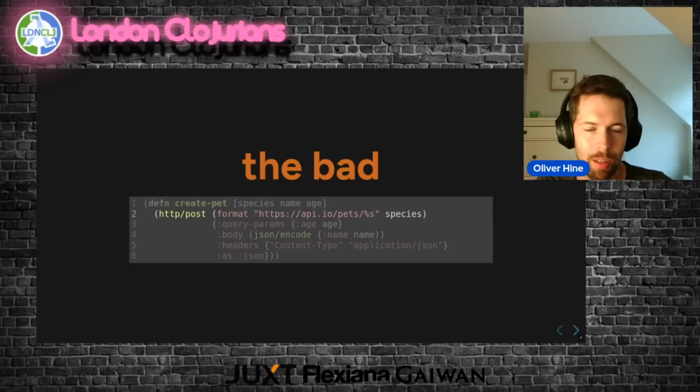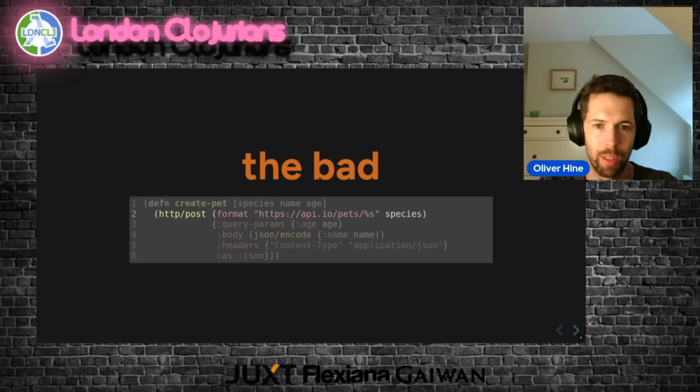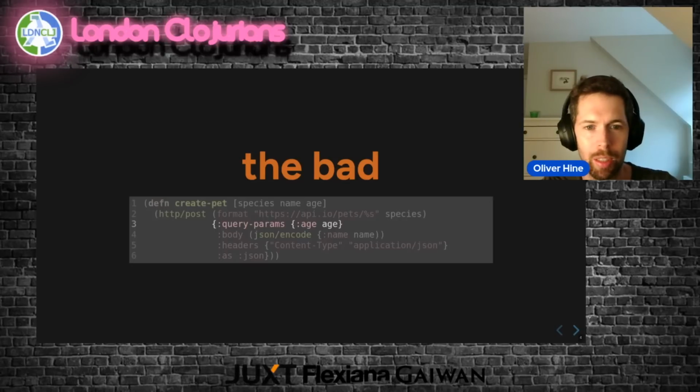Maybe someone told us to do it this way. But we've put that in there. And if it ever changed, it would obviously break. We need to know that the age of the pet goes in the query params. Bit weird, but I'm doing an example here.